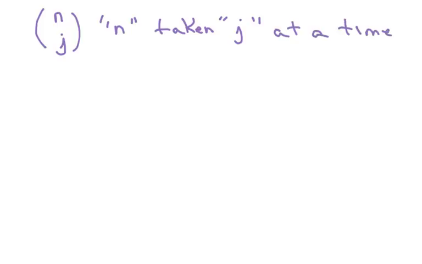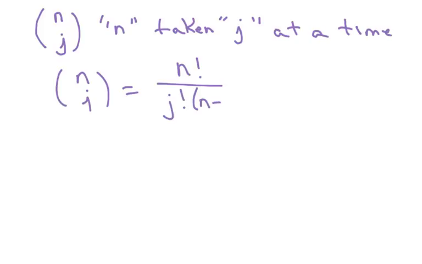And basically the formula is n choose j equals n factorial over j factorial times n minus j factorial. Okay? So if I have 3 choose 1, and I tend to do that, it's not a fraction. Why do I keep doing that? All right, so 3 choose 1.